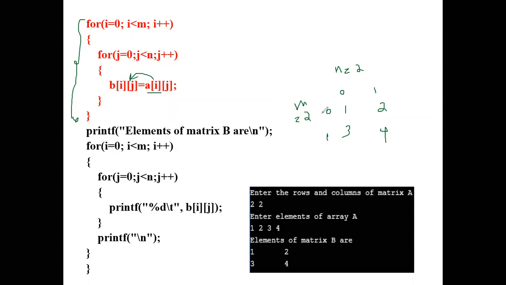We are using 2 for loops. So A of 0, 0 will be copied to B of 0, 0. A of 0, 1 will be copied to B of 0, 1. Like this it will continue. This is a very simple logic, only this much. And this is for printing the matrix B. So printing the matrix using printf statement, print the matrix B. See, here we have not printed the matrix A. If you want, you can also print the matrix A.